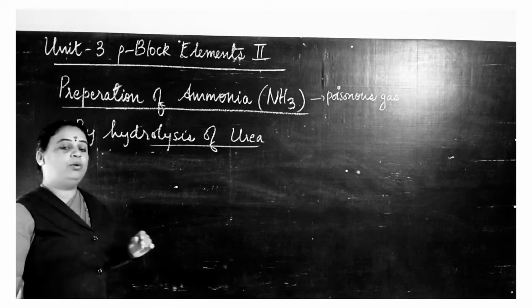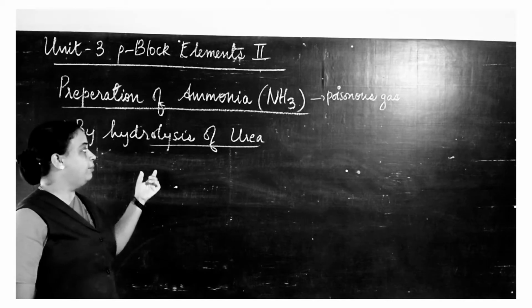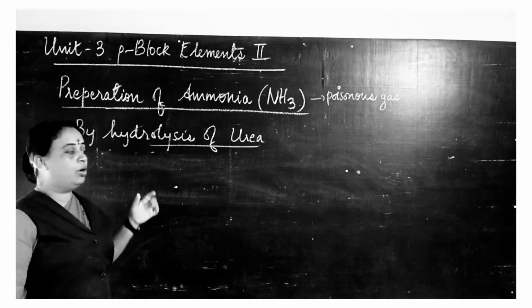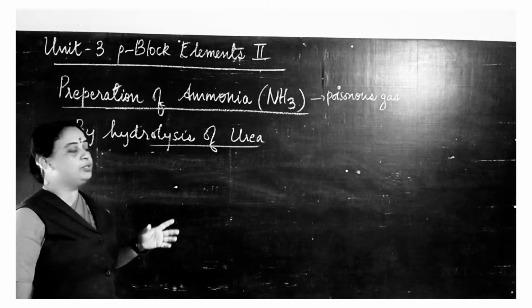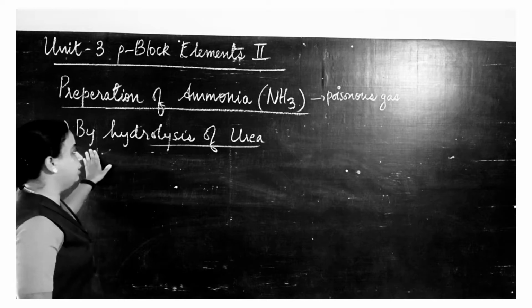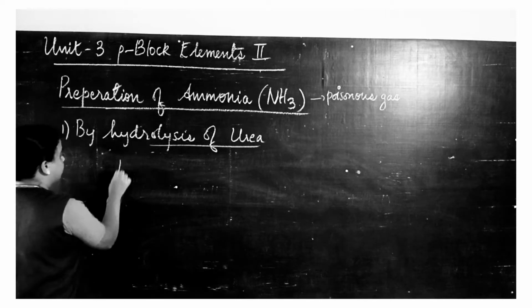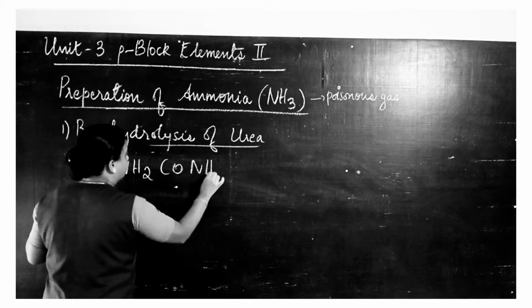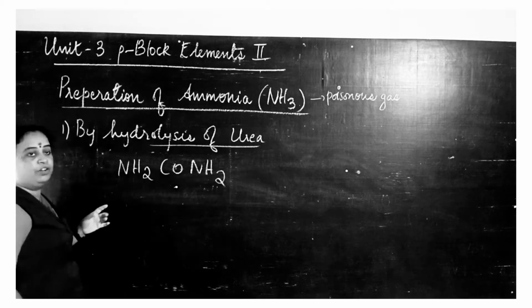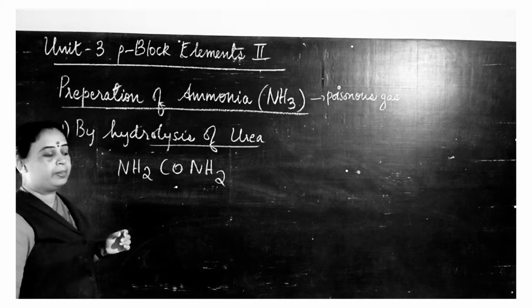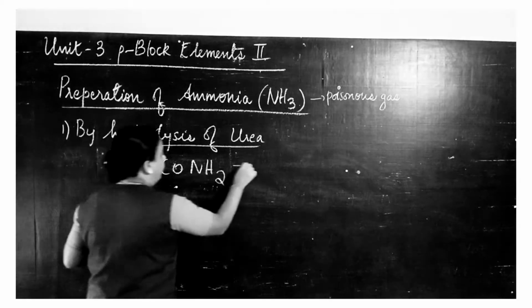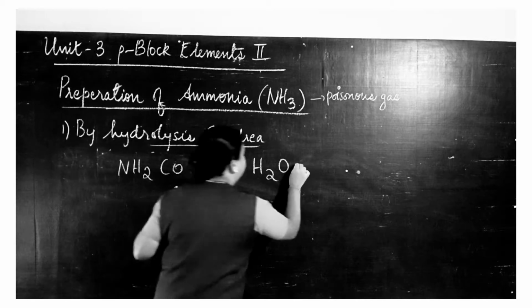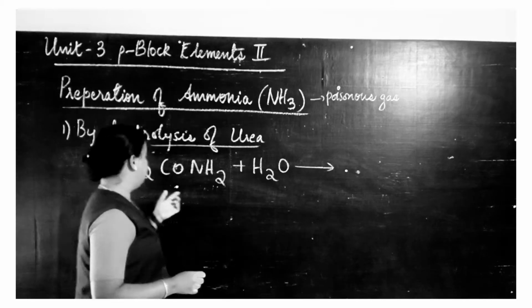Now let us see how ammonia is prepared by using urea. Urea undergoes hydrolysis to produce ammonia. We know the formula for urea is NH2CONH2. This is the molecular formula for urea. This urea undergoes hydrolysis to give the product. We'll see what product it is.